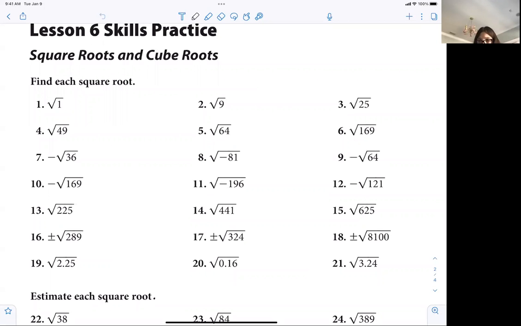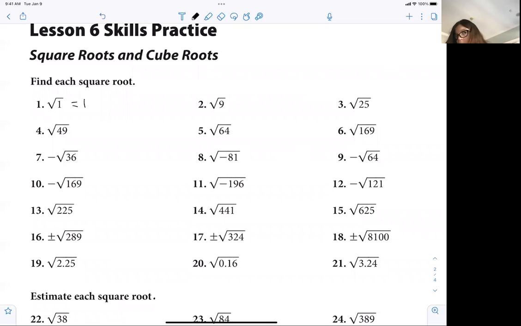Okay, now, again, square roots, you will be doing square roots throughout your math career. All right. And again, the square root is a question. What times itself is 1? What times itself is 1? 1. So that's easy.